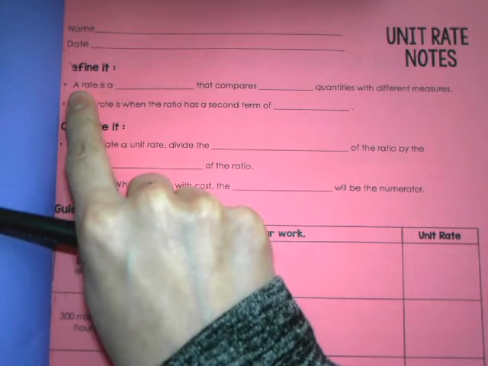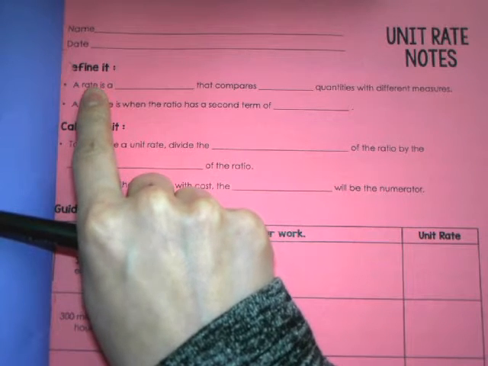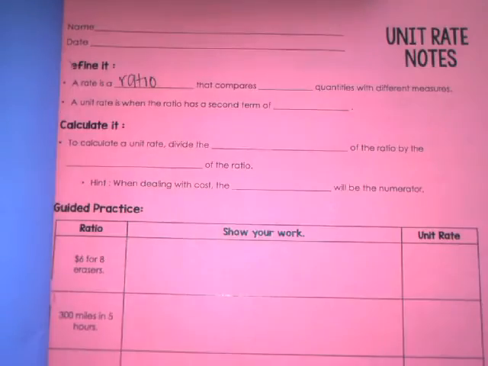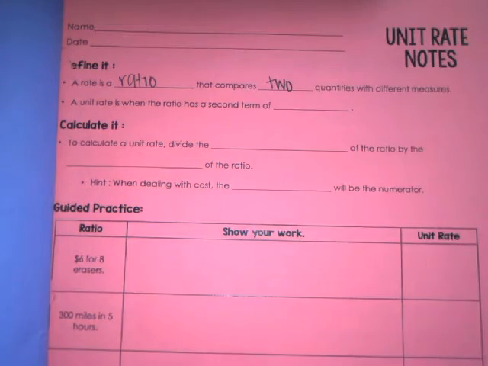So a unit rate is a specific type of rate. So we have a rate. A rate is a ratio. So we've been working on ratios. A rate is a specific type of ratio that compares two quantities with different measures. So it can't just be two quantities, as in apples and oranges. They have to be measures of something. So dollars per ounce, miles per hour, gallons per hour, words per minute. Things like that. Does that make sense, guys? So it's two things that are a measure of something else.